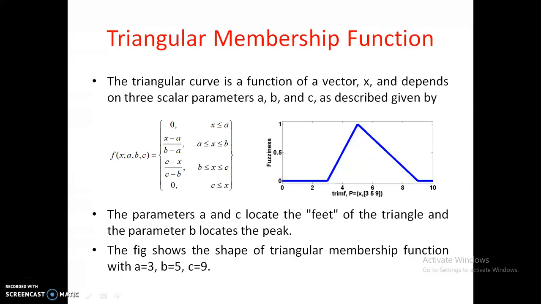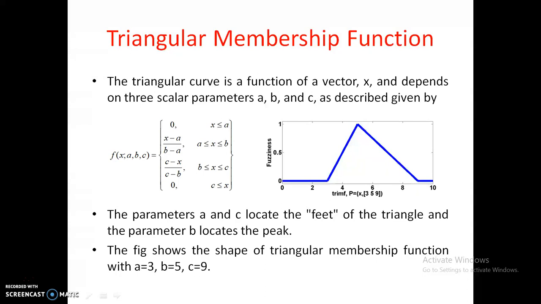So up to 3 on the x-axis, the value on the y-axis is 0, and that is the fuzziness of the system. Up to point a, or point 3, the value is 0 in this case, and the value for b is 5. From 3 to 5 we can calculate it: it should be x minus 3 divided by 5 minus 3, that means 2. So x minus 3 by 2 is the value.